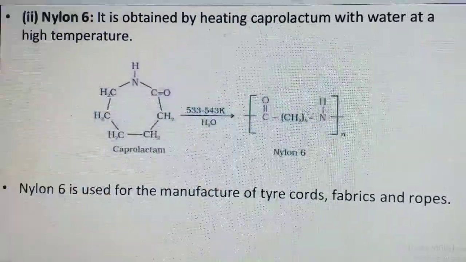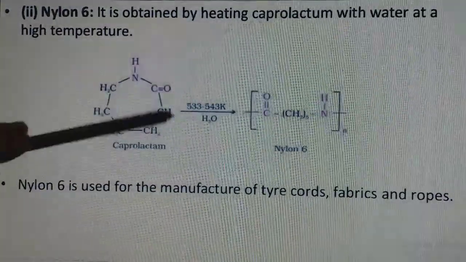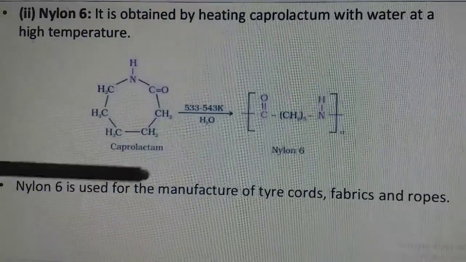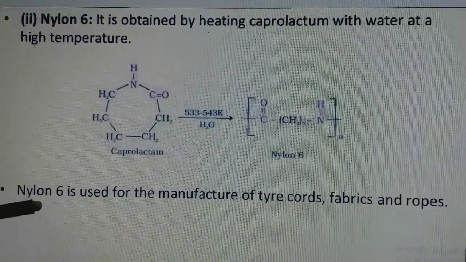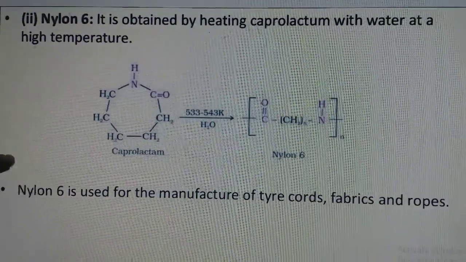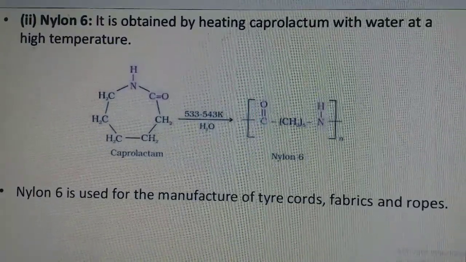One side CO and one side NH. And here only one monomer is involved, so it is a homopolymer. And nylon 6 is used for the manufacture of tire cords, fabrics and ropes.